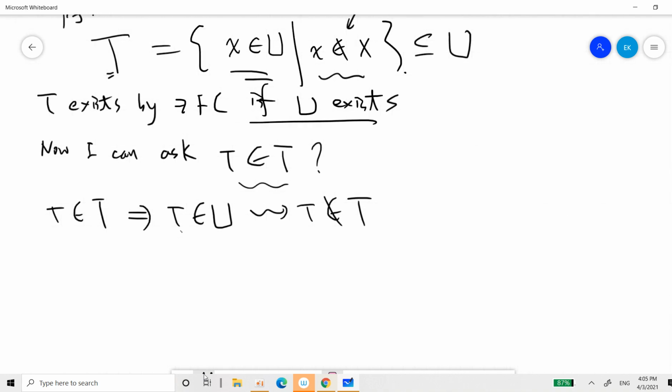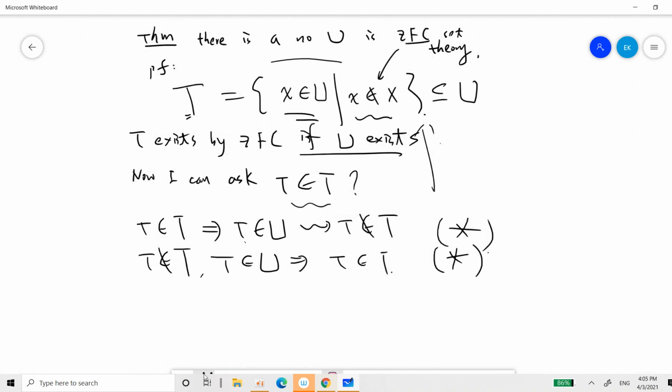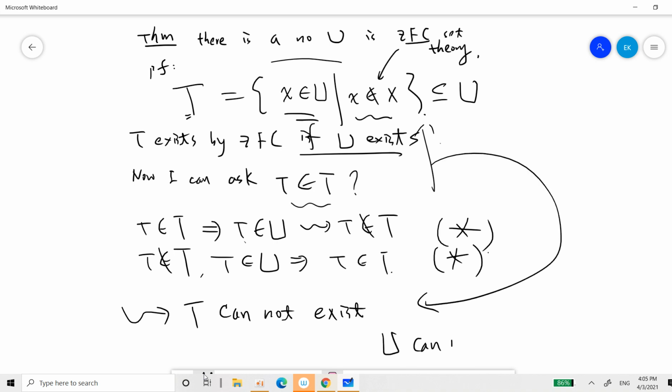You see the same trick: if T does not belong to T, and we also know that T belongs to U, then T belongs to itself, and none of this makes sense. So this means that T cannot exist, and that means U cannot exist. This is the famous proof of no universal set.